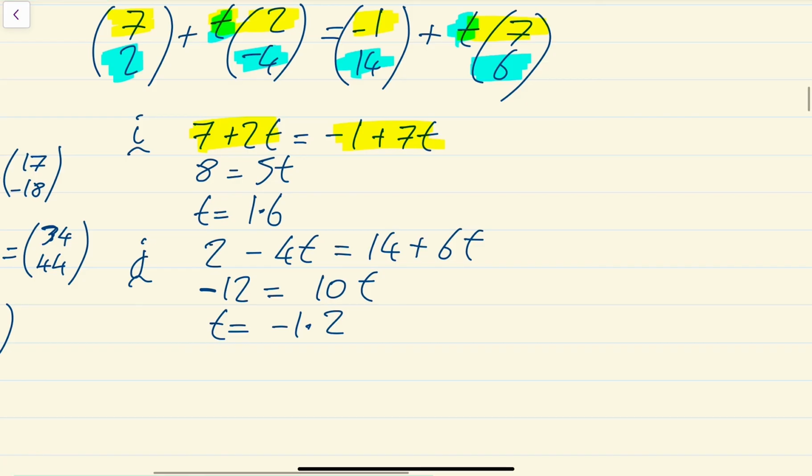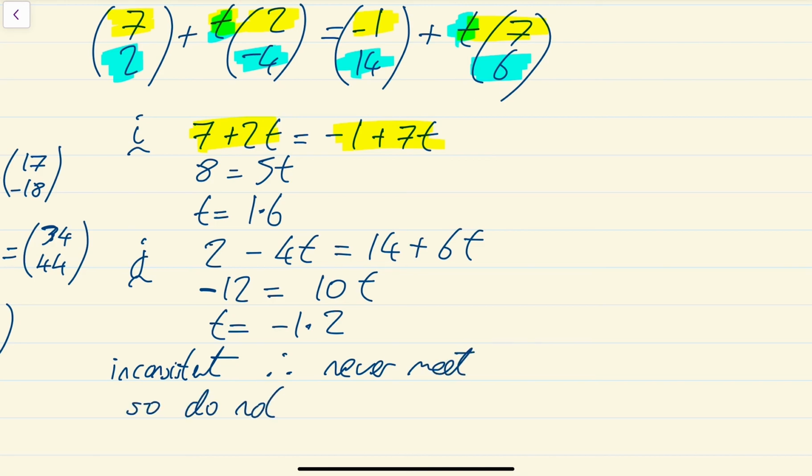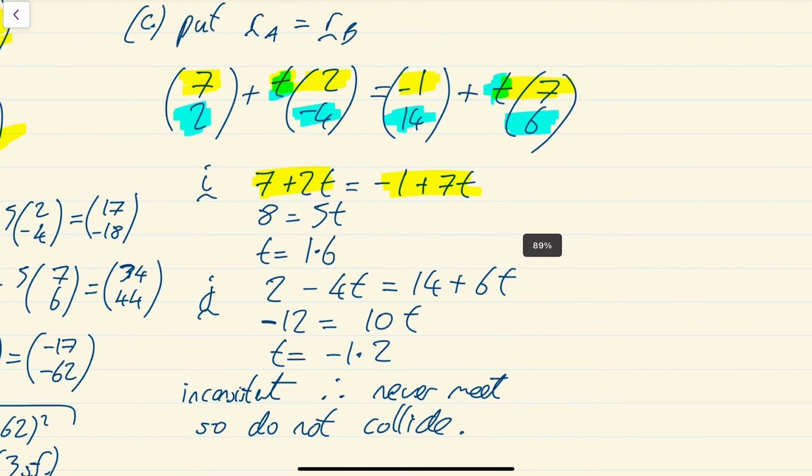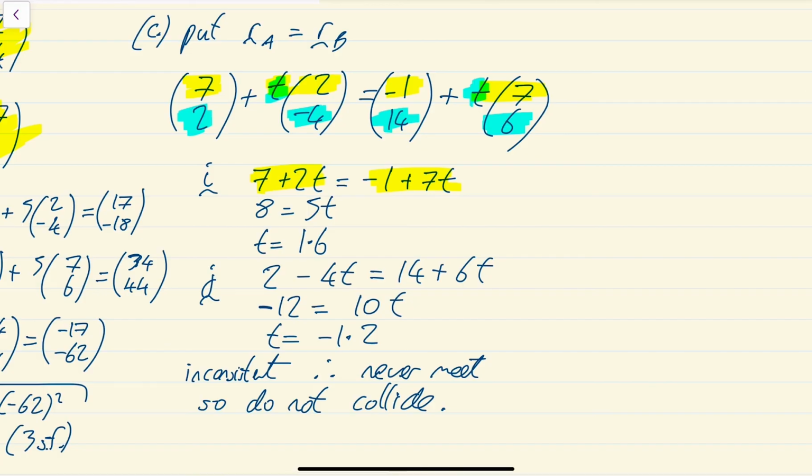I'll just say then, inconsistent, therefore they never meet. So they do not collide. And that is it. Okay, so a tricky enough wee question there. Just highlight there where I got my second one. But the big key thing is your t values are not the same when you equated your i's and then equated your j's. So they will never meet.